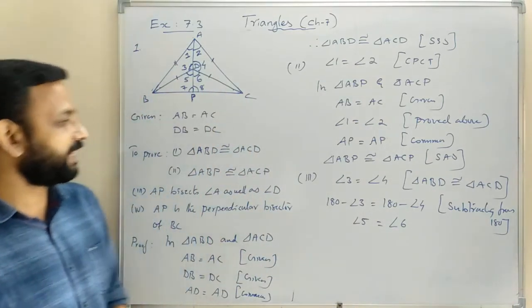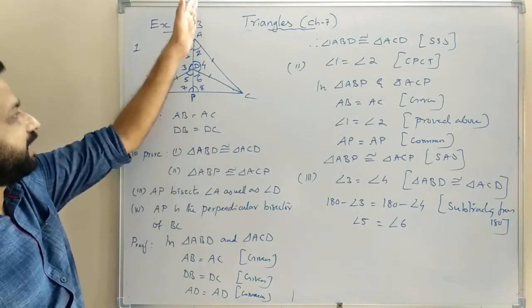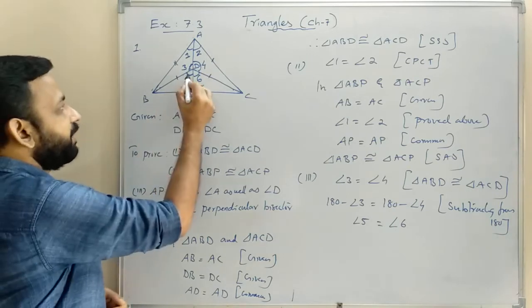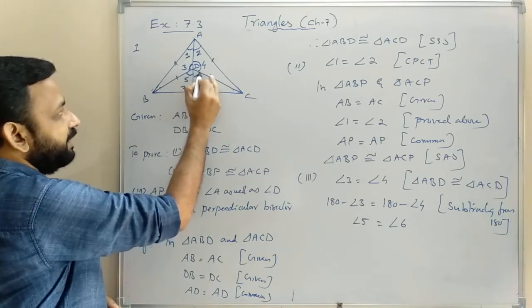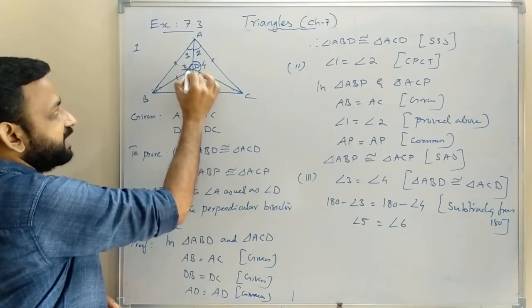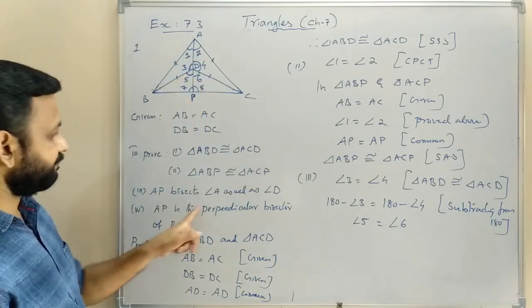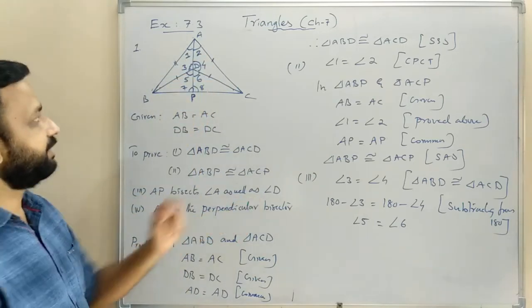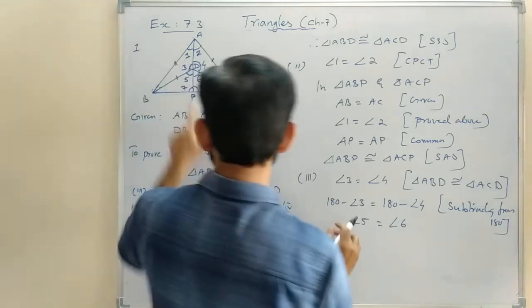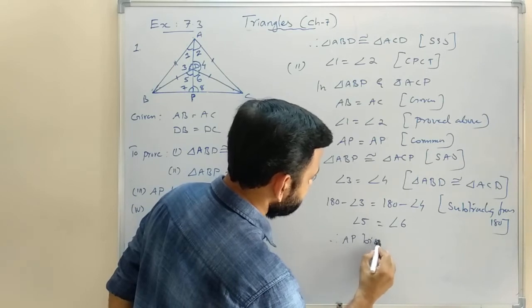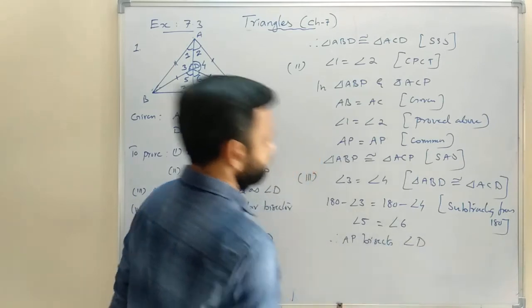If angle 5 and angle 6 are equal, we can say AP bisects angle D, because 5 plus 6 is angle D, but this is the reflex angle. So we need to prove AP bisects angle D. Now we can say angle 5 and angle 6 are equal. Therefore AP bisects angle D.